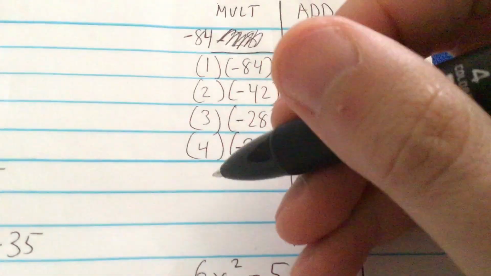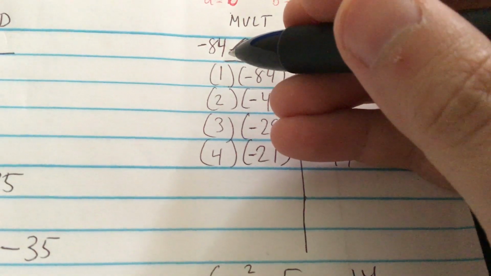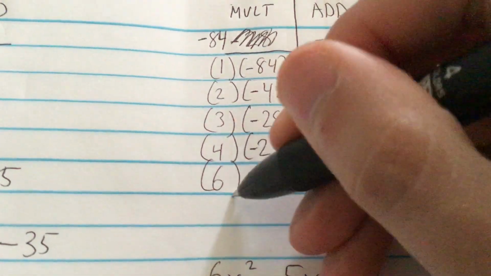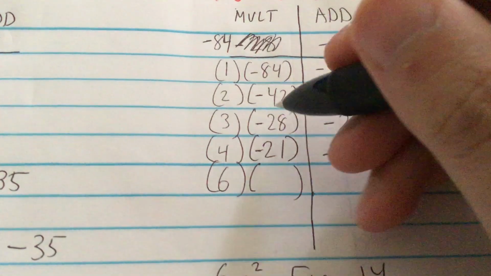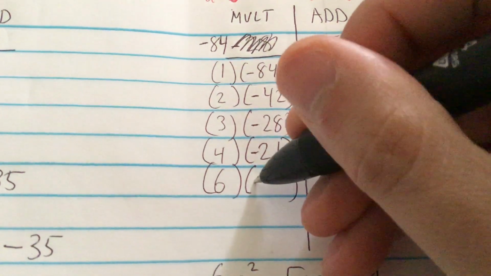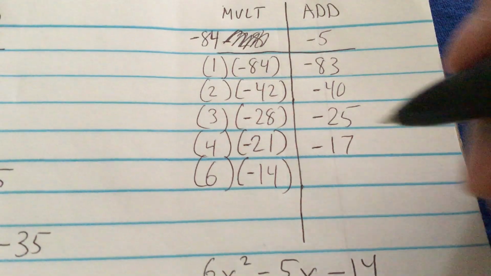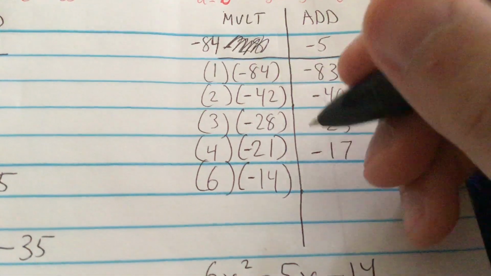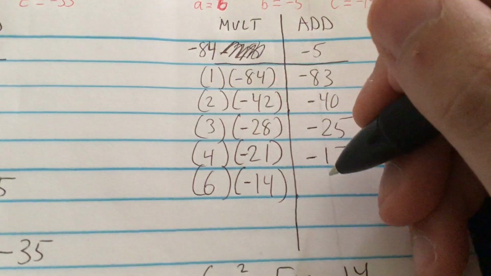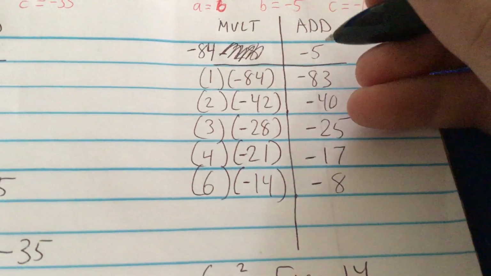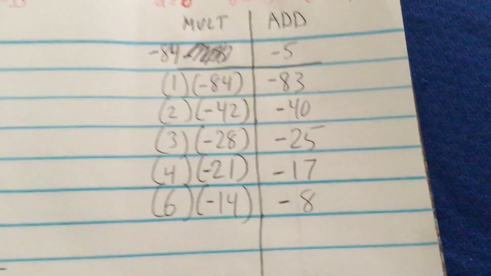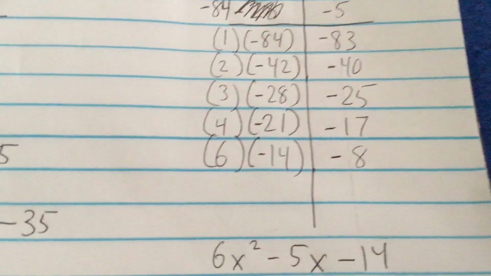All right. 5 does not go into 84 a whole number of times because it doesn't end at a 5 or a 0. But 6 goes in there. If I get a calculator, 6 times negative 14 is negative 84. 6 plus negative 14 is negative 8. Look how close we are to negative 5. This is why I like doing it systematically, because I don't know this combination right now, but I know how to get there. Do it systematically.